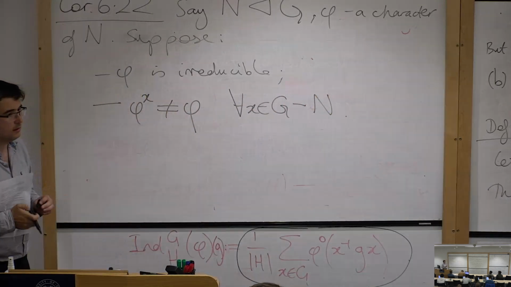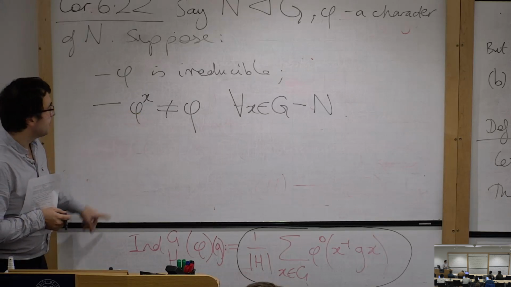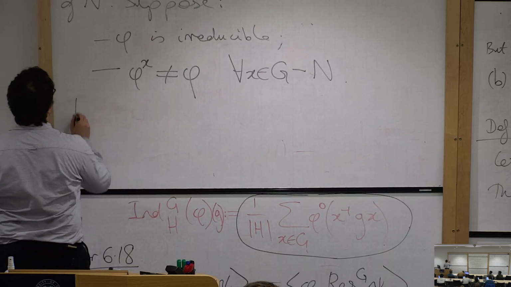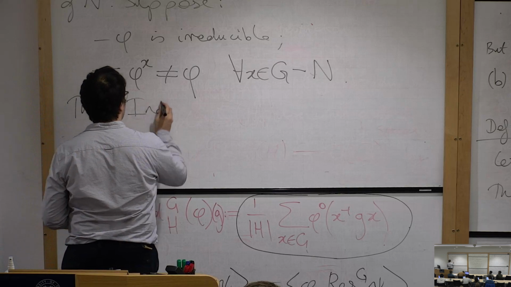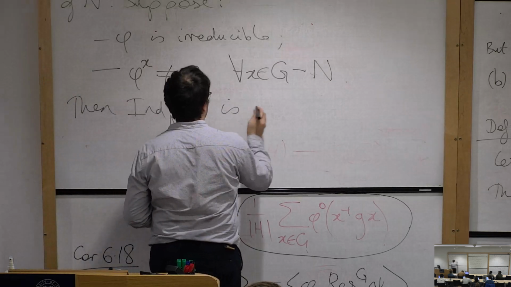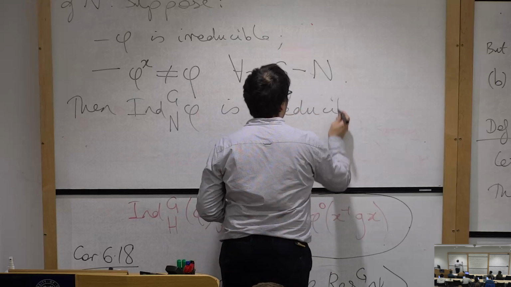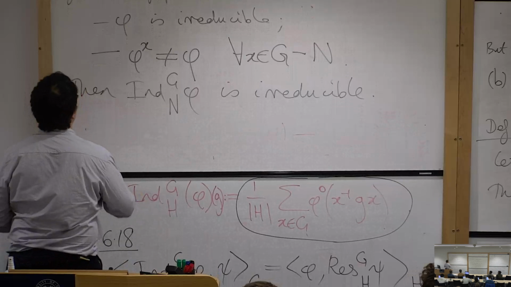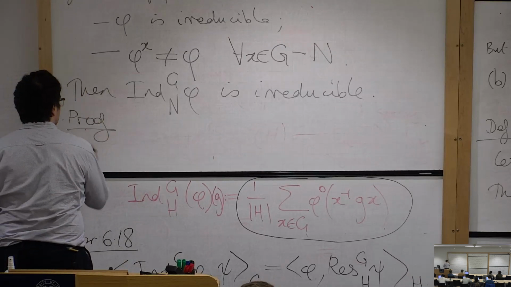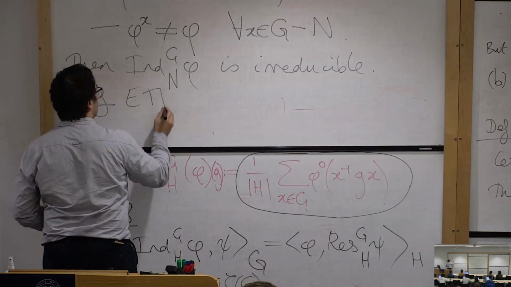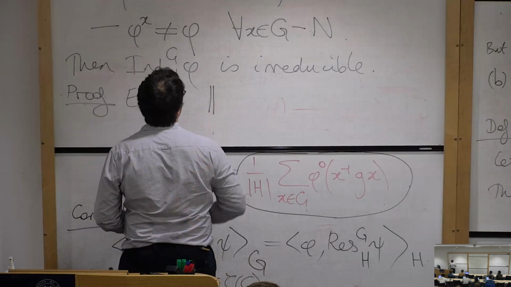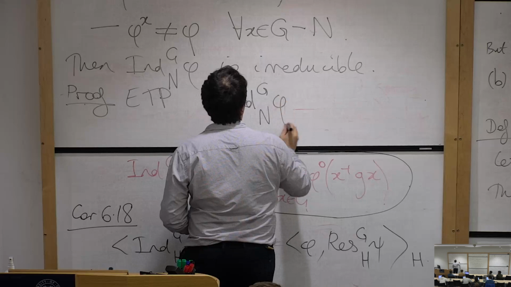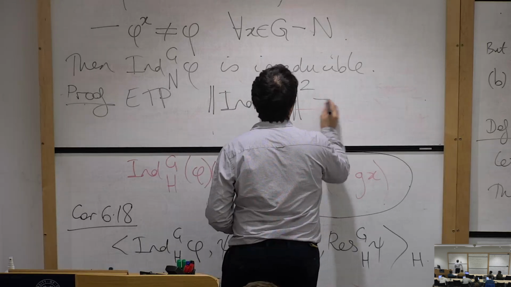Same thing. If all the twists of the irreducible character are different, then the induced representation is irreducible. Well, this is very nice, and the proof is very easy, because first of all, I use the general theory. It's enough to show that the induced character has norm 1, right?